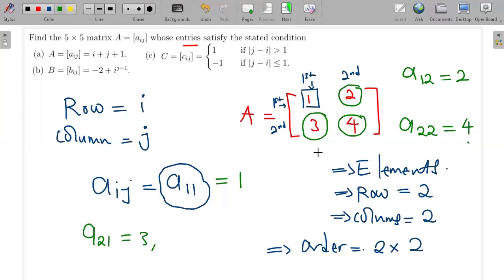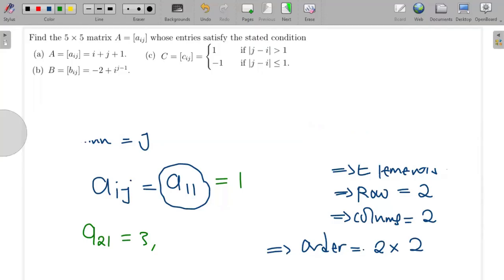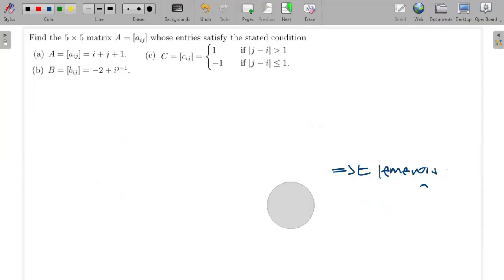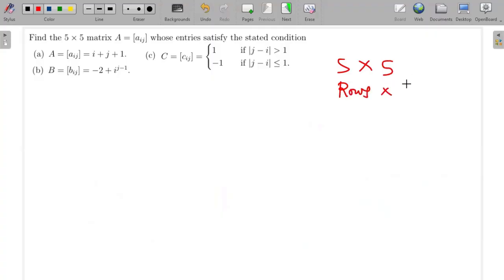Column. So having known this, we can use this knowledge to construct a matrix if we've been given a formula in terms of the i's and the j's. All right, so now let's look at the question that we've been given there. This question says construct a 5 by 5 matrix. So what does a 5 by 5 matrix mean? This simply means we have 5 rows and 5 what? Columns.